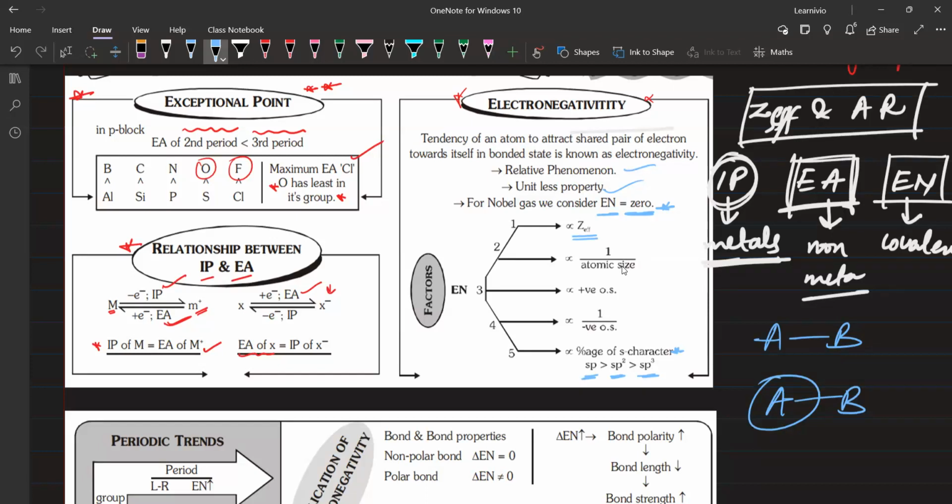If you have electrons in the s subshell, it will be easier to attract them. In the next case, sp2, you have 33% s character. That means the s character is less, so it will be a bit difficult to attract the electrons. And then sp3, you have around 25%, which is even less, and that will be more difficult to attract the electron. So these are the factors related to electronegativity. And please write these 3 points also.